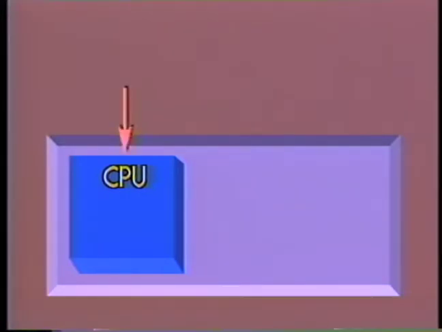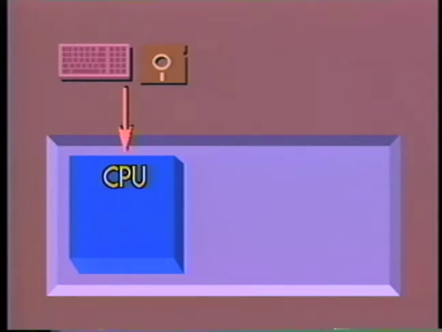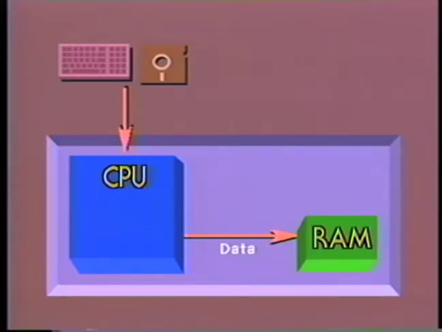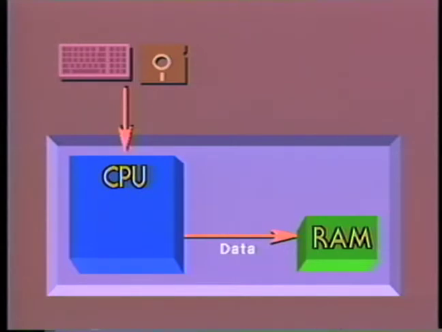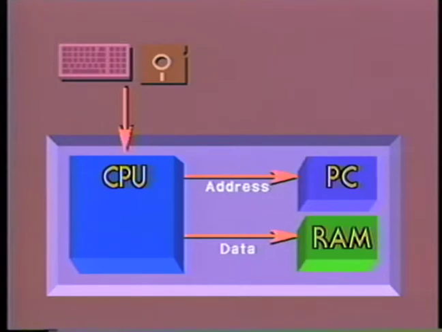Input to the CPU can come from an input device, such as the keyboard, or from a storage medium, such as a floppy diskette. The input is then stored in RAM. When the computer executes a program, the CPU keeps track of its place by storing the address of the next instruction. It stores this address in a special register called the program counter.